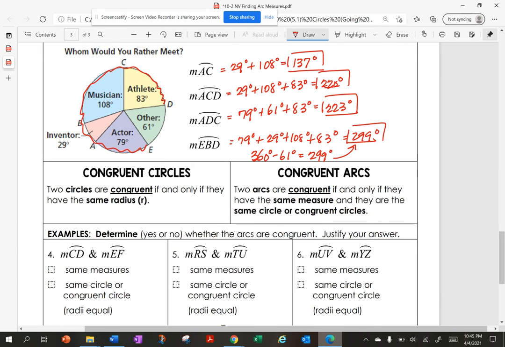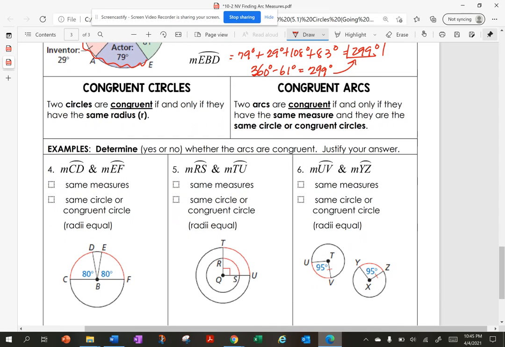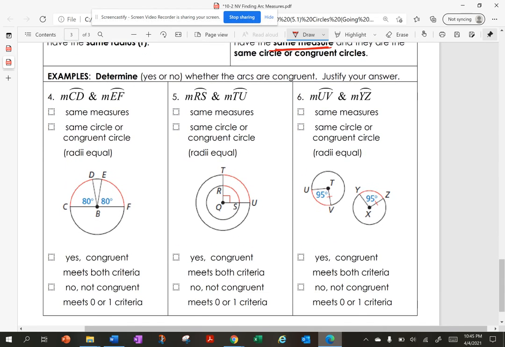Okay, congruent circles and congruent arcs. Two circles are congruent if and only if they have the same radius. Arcs are congruent if and only if they have the same measure, and they are in the same circle or congruent circles. So they have to have the same measure and be in congruent circles, which means they have the same radius, or be in the same circle. Okay, so let's check.